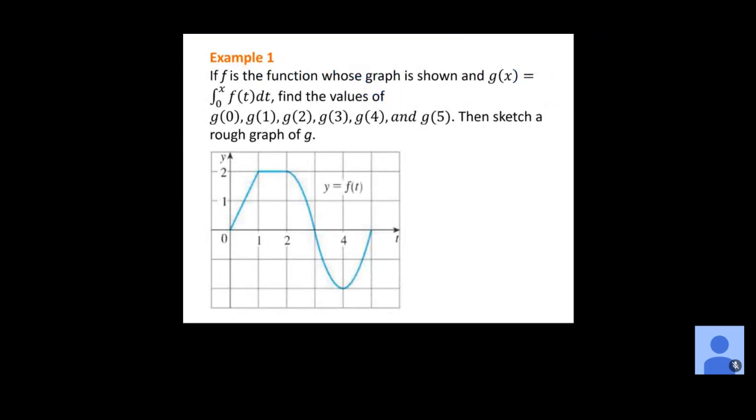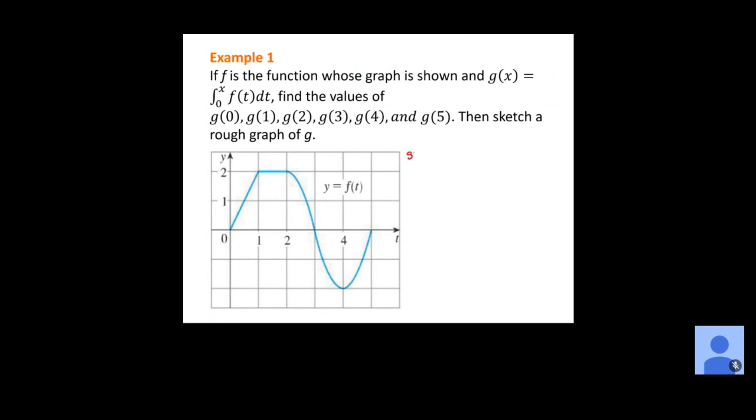All right, so example 1. If f is a function whose graph is shown, and g of x is the integral from 0 to x of f of t dt, so our graph here is f of t, we want to find g of 0, g of 1, g of 2, and so on, okay? Those are the values we're trying to find. So let's think about what this is asking us then.